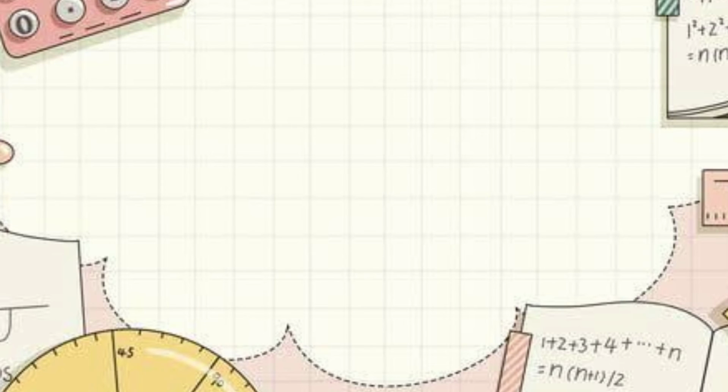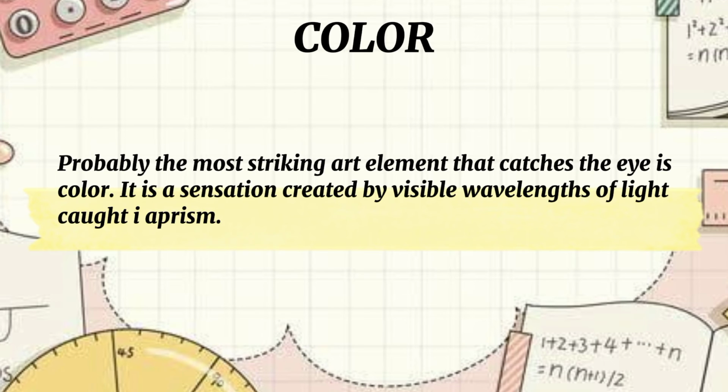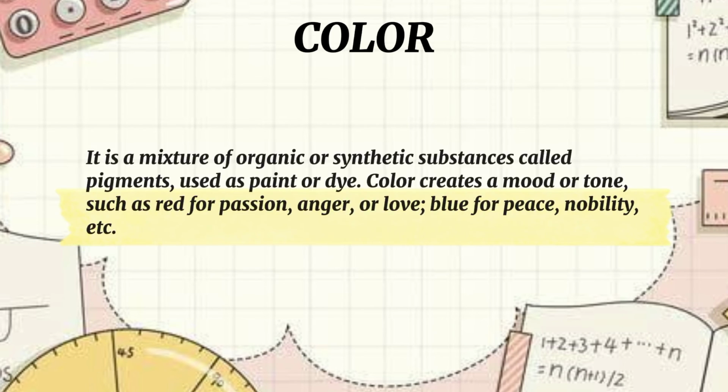The fourth one, color. Probably the most striking art element that catches the eye is color. It is a sensation created by visible wavelengths of light called perception. It is also a mixture of organic or synthetic substances called pigments used as paint or dye. Color creates a mood or tone, such as red for passion, anger or love, blue for peace, nobility, and so on.